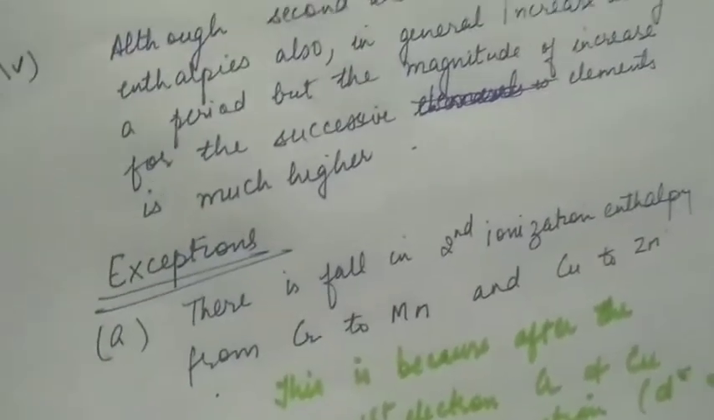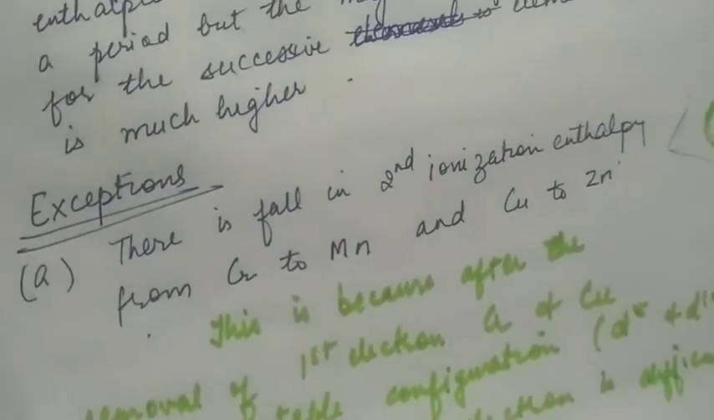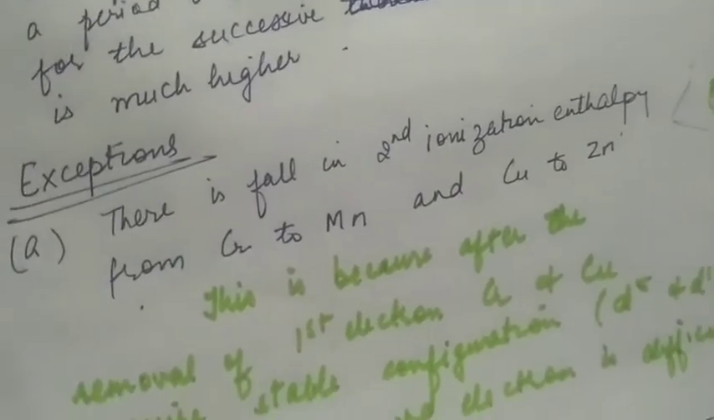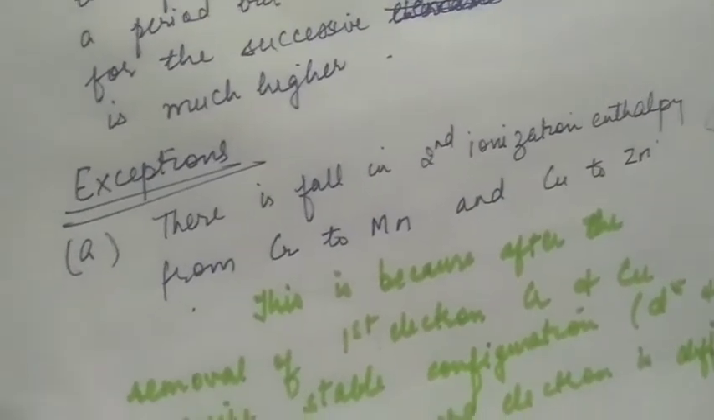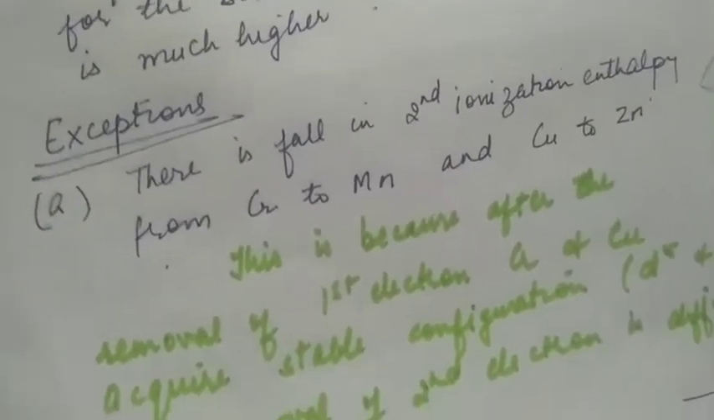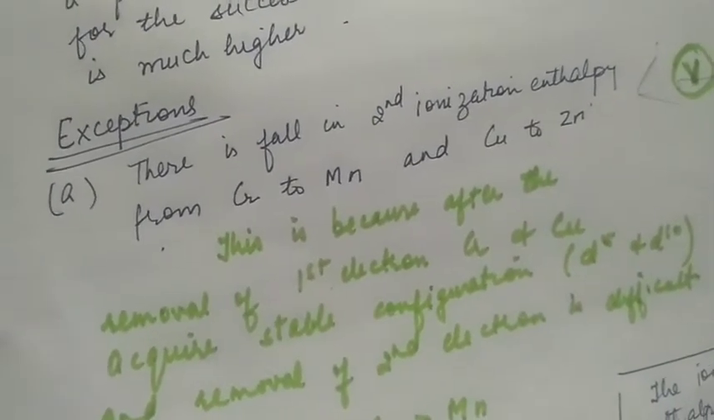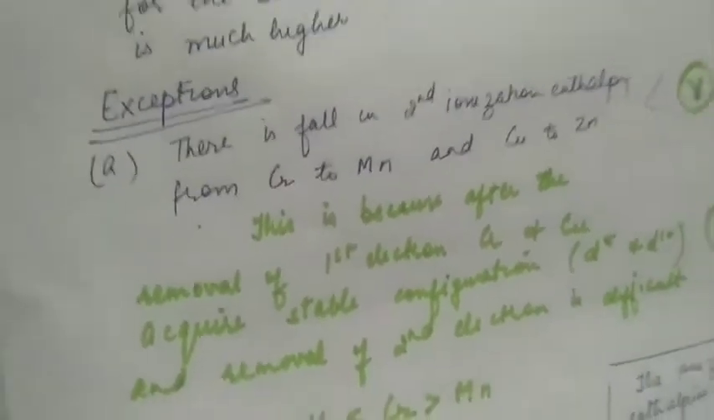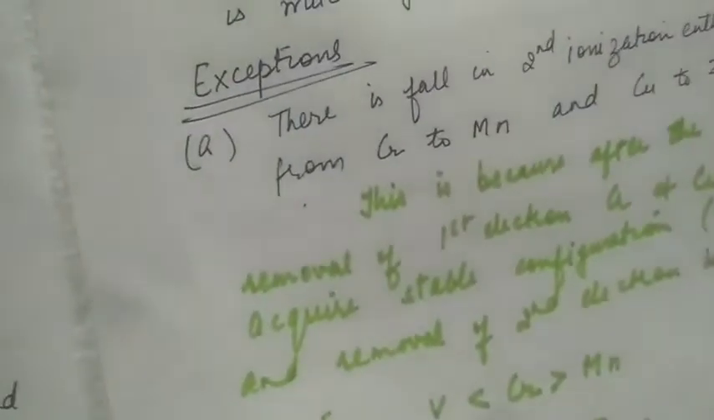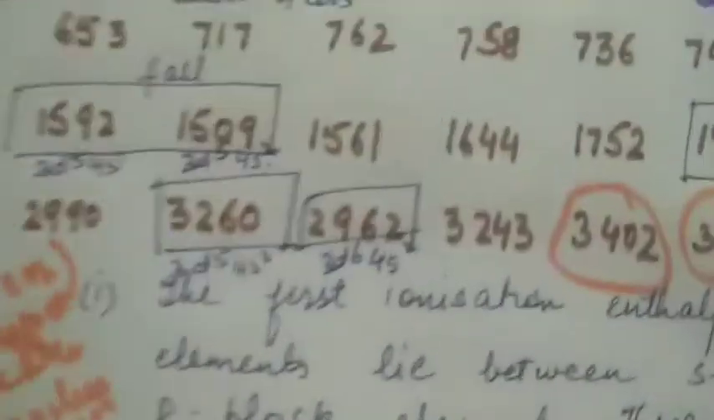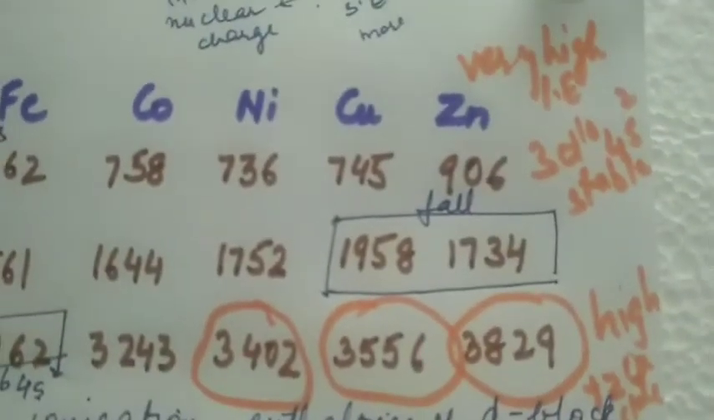Copper to zinc also, copper has configuration 3d10 4s1. So the first electron is lost, but for the second one it has to be taken out from a stable configuration, which is difficult, so its value is high, whereas for zinc it's low. So there is a fall in second ionization enthalpy from 1958 to 1734.